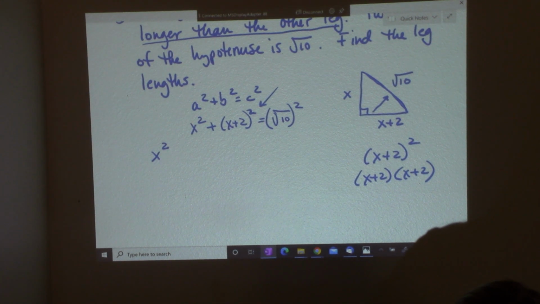Okay, so I'm going to use FOIL. So I have x times x is x squared. X times 2 is 2x.